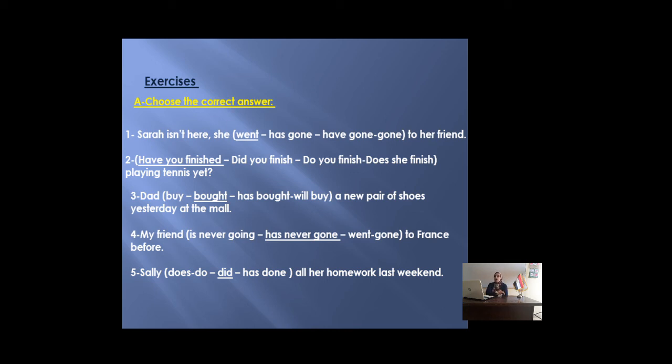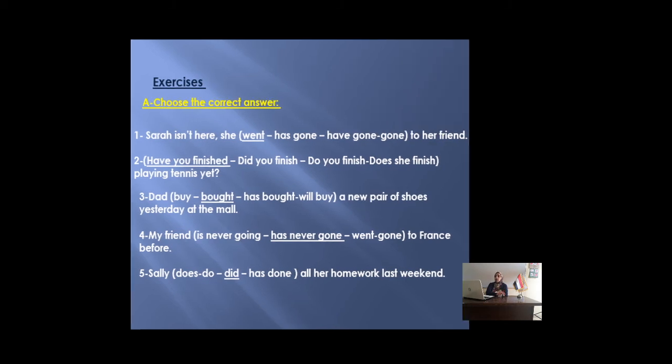Number 2, have you ever finished, or did you finish, or do you finish, or does she finish playing tennis yet? So underline yet, you have the word here, yet. So you have to stick with the present perfect tense. Have you finished playing tennis yet? Number 3. Dad buy, or bought, or has bought, or will buy a new pair of shoes yesterday at the mall. So we have here yesterday. It's not one of the key words of the present perfect, so that's why we have to choose bought. It's in the past only.